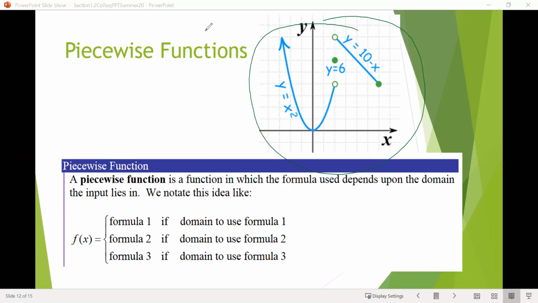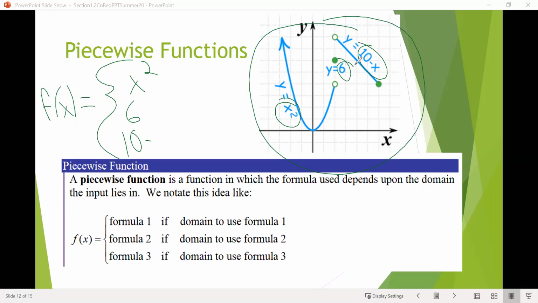All right, so to write our formula, we'll start with, like they do below, f of x equals, put a big curly bracket, and then put in each of our formulas here. We write the formulas, we don't actually need the y equals part, we just need what it equals. So we have x squared, 6, and 10 minus x here. And then we put these little ifs in here, and those will be followed by telling us when to use each of those formulas.